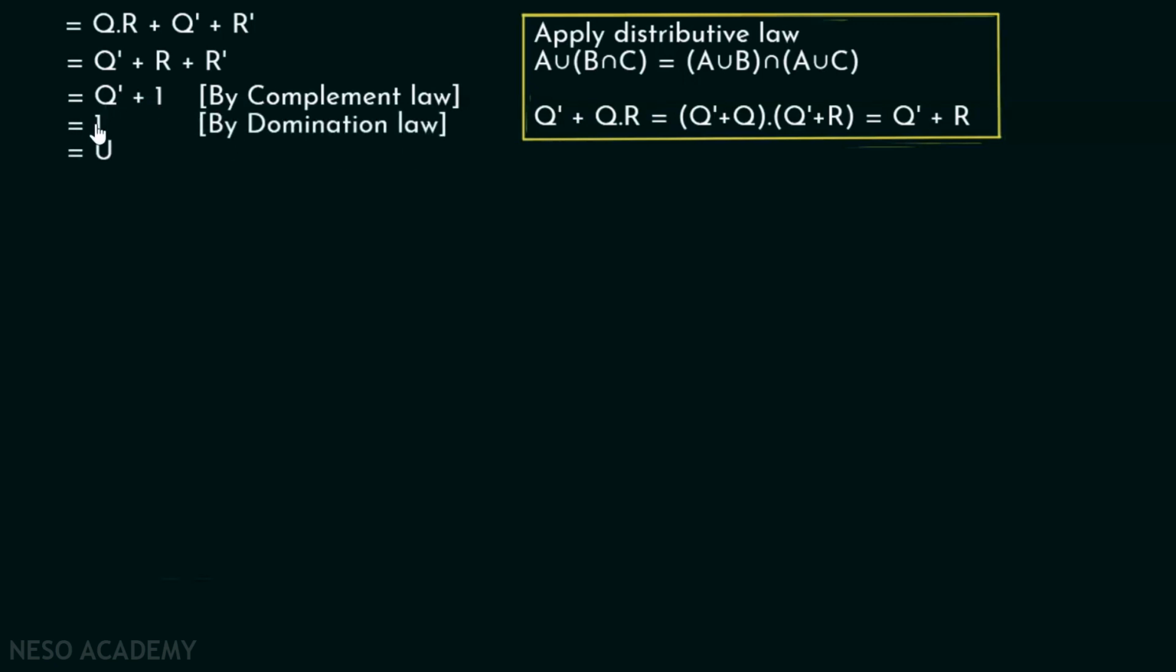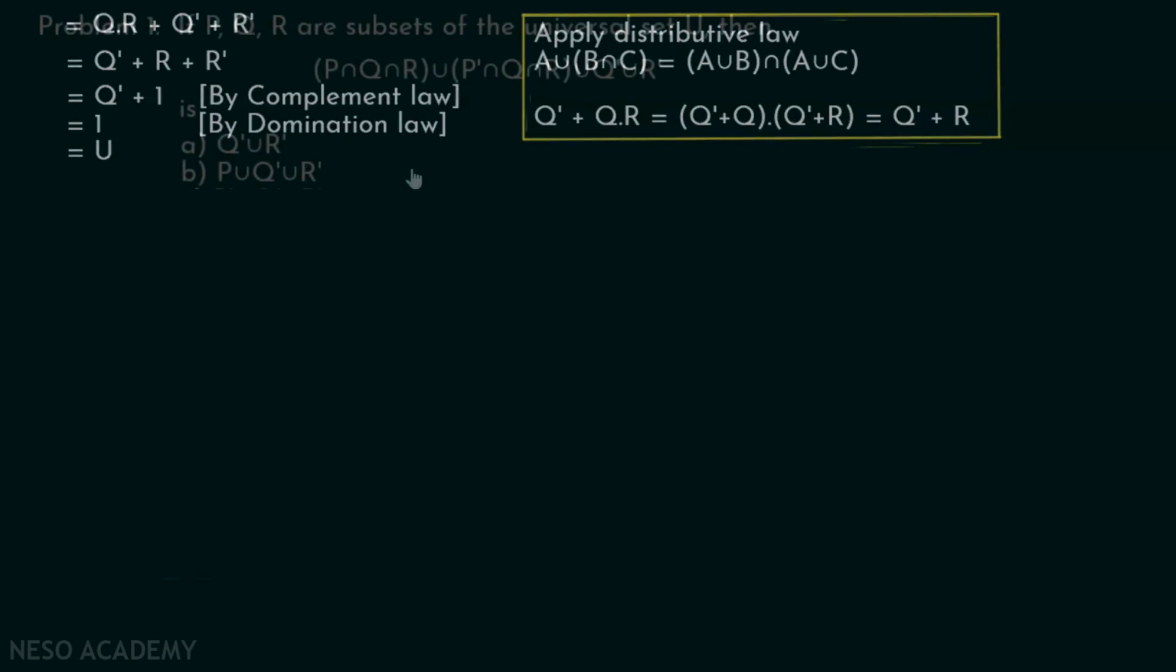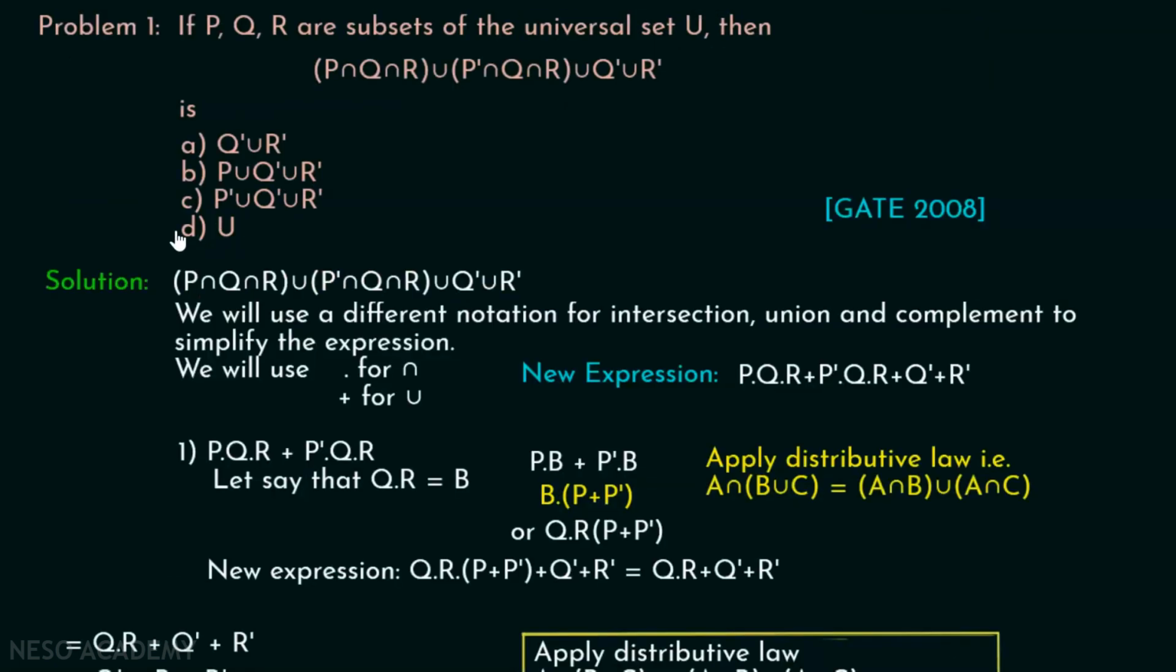So this becomes 1. And we know the meaning of 1. We know this is universal set. Isn't that so? In set theory, 1 means universal set and 0 means empty set. So this is what we have obtained eventually. So option D is the correct option. Isn't that so? This option is the correct option.